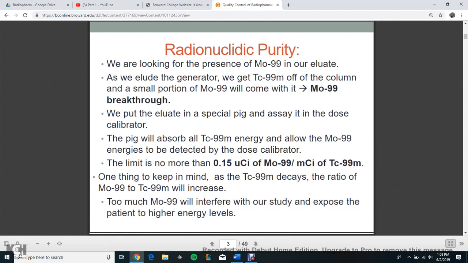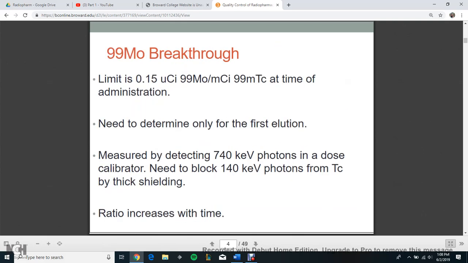The limit is no more than 0.15 microcurie of Moly per millicurie of technetium. One thing to keep in mind is that as the technetium-99m decays, the ratio of Moly to Tech-99m will increase. Too much Moly will interfere with our study and expose the patient to the higher energy levels. The Moly breakthrough limit is 0.15 microcuries per millicurie of Tech at time of administration.